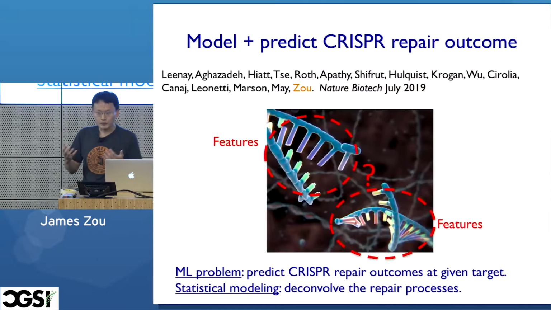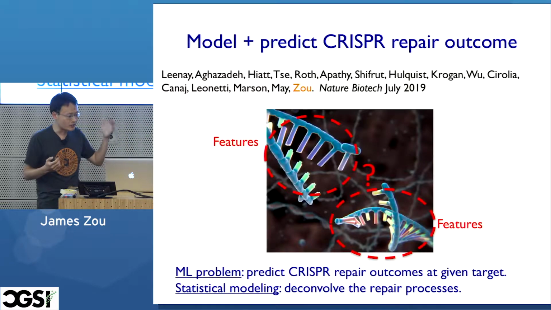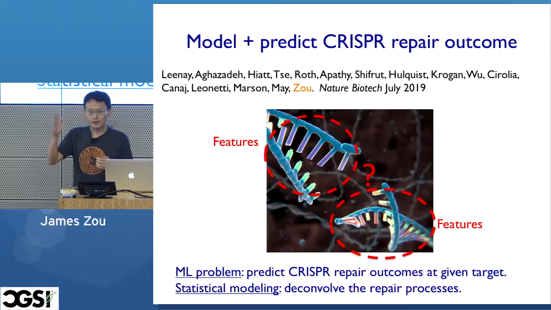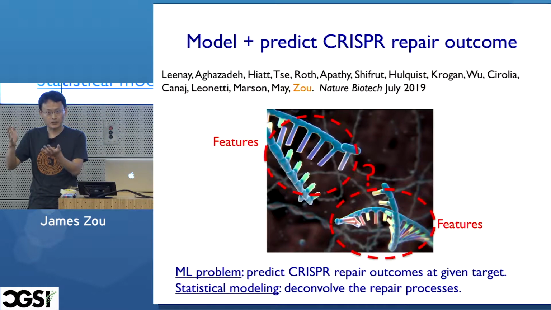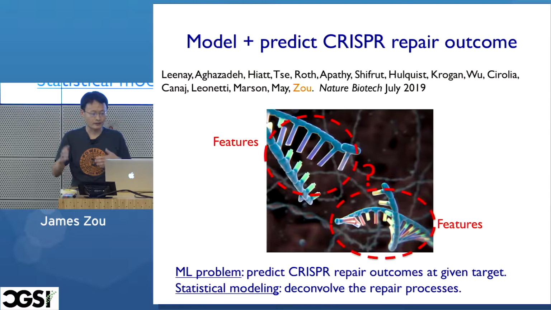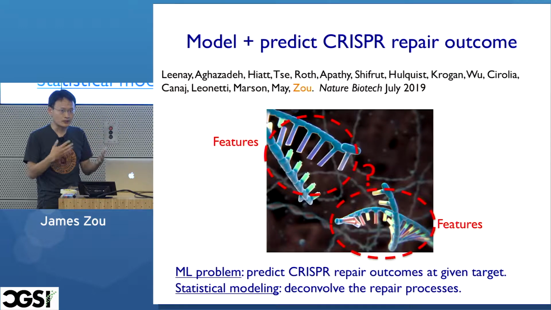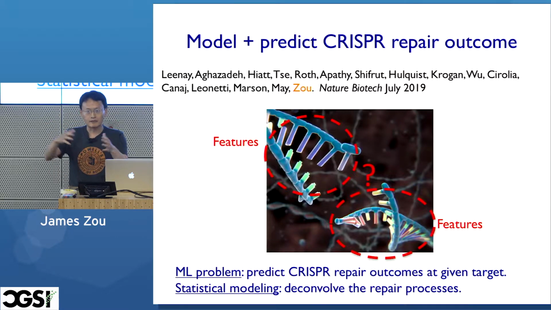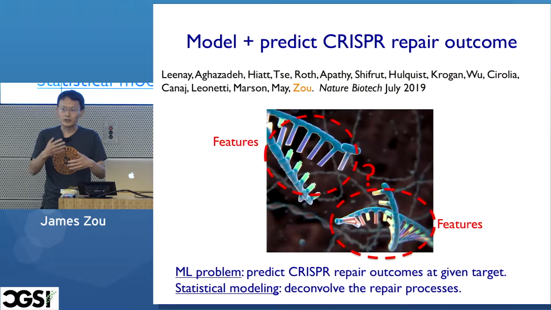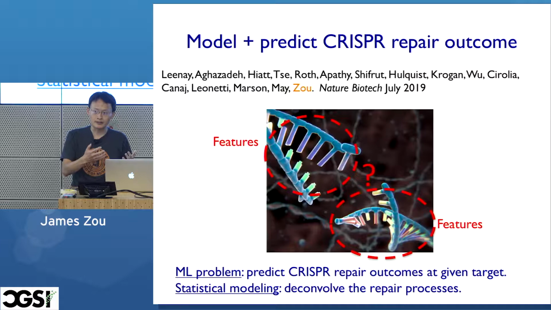There are a couple of ways you can frame this problem. There's the machine learning framework: if I tell you which location you want to make the edit, with the cut, predict for me the insertions, deletions, and substitutions that likely happen at that location. That's the ML prediction framework. There's a complementary statistical modeling framework: given all of the data you have, can you use it to infer processes about the DNA repair process? Maybe that can inform the underlying biology.